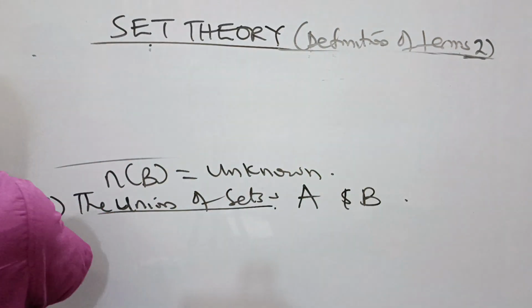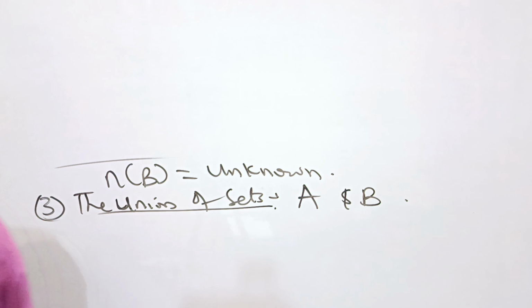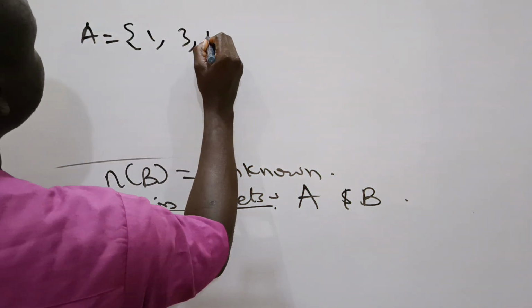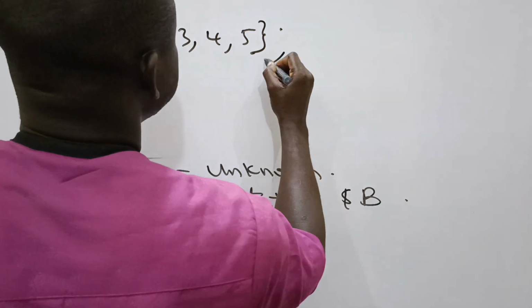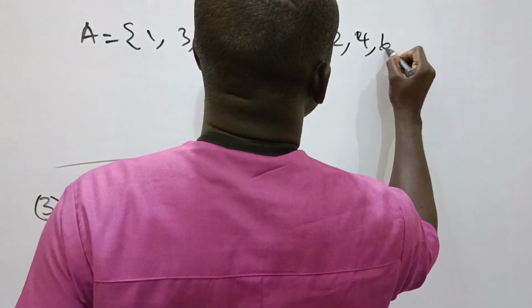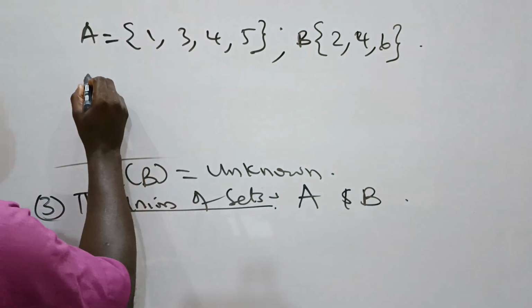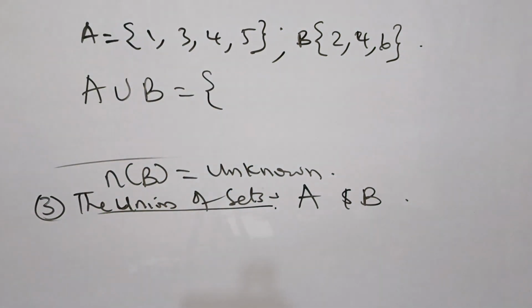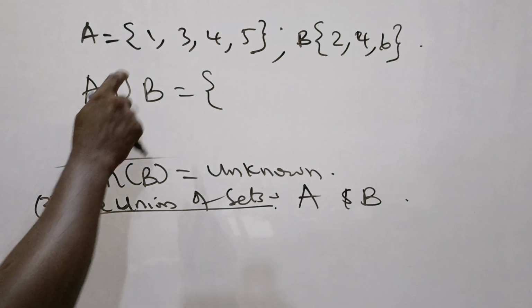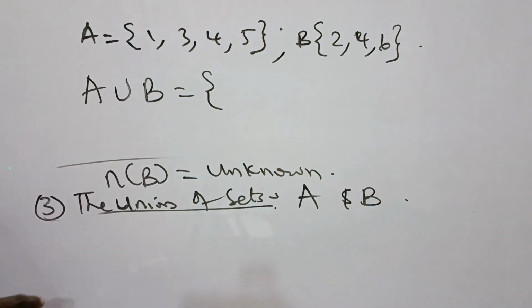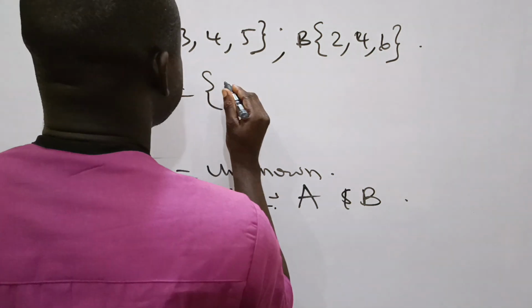Let me give an example to make this point clearer. Let's say A consists of 1, 3, 4, 5. This is A. Then we have set B, which consists of 2, 4, 6. This is B. So what are we going to have in A union B? A union B simply means the elements that you have in A, or in B, or in both, without repetition.